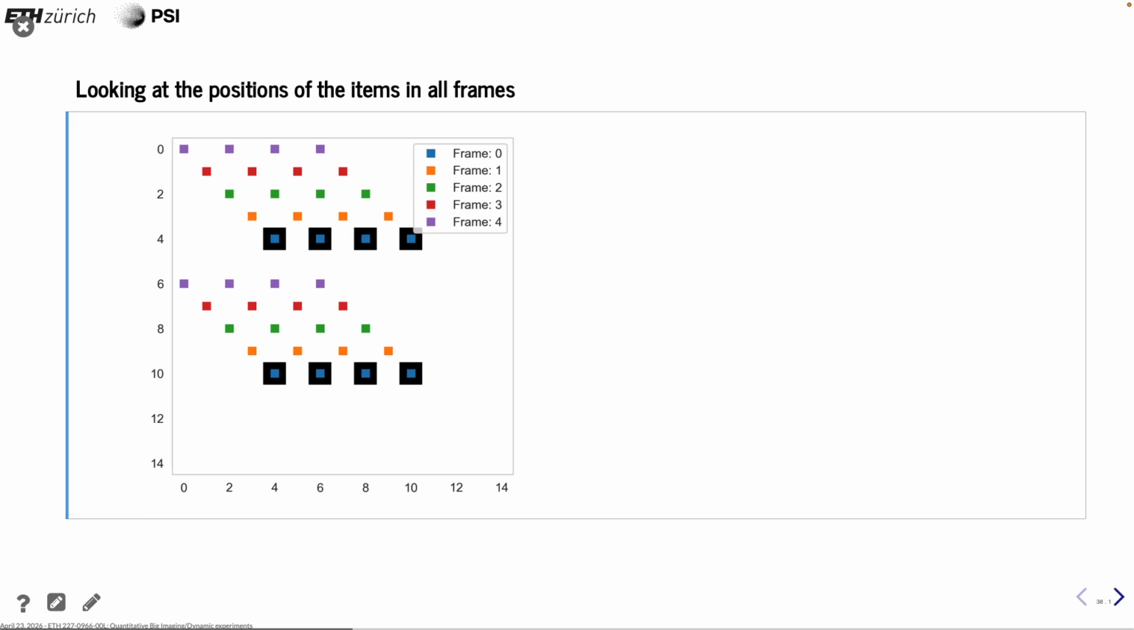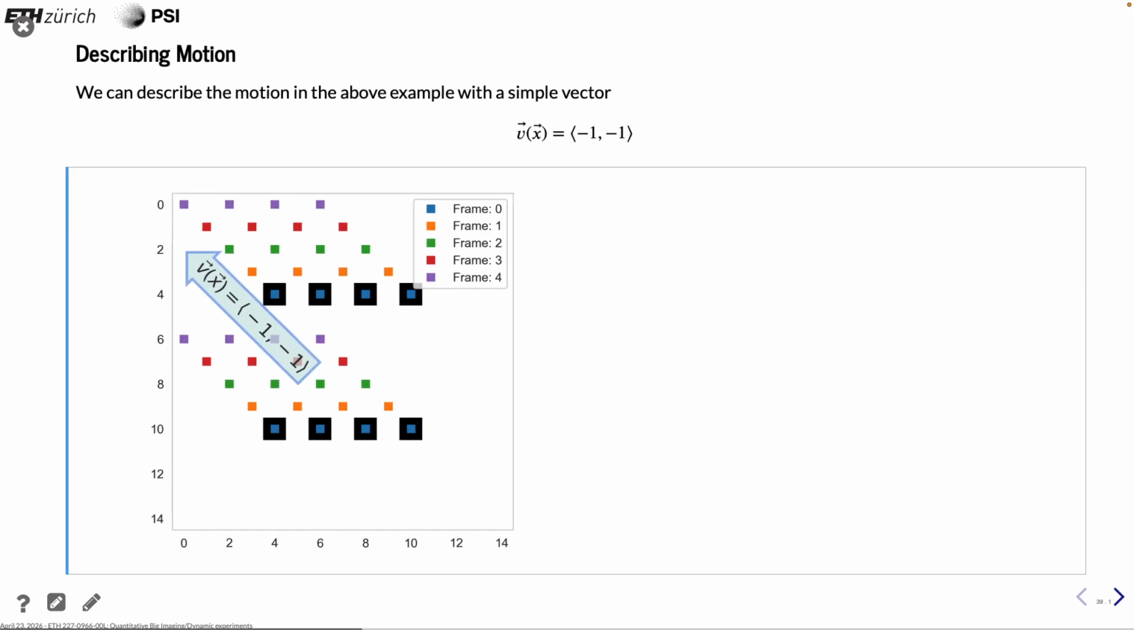And here is again something similar to the max projection I did before. So we have labeled or colored the different steps here for the frames, and we can see which dots belong to which frame. Well, the motion that we want to find is this -1, -1 going up in the upper left corner, sorry.